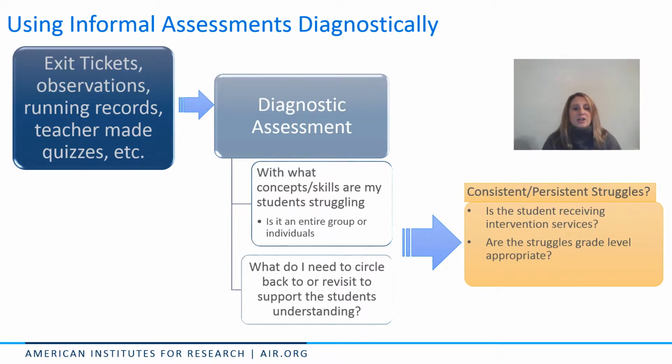This flowchart is a great example of a process to follow to diagnostically understand a student. Start with some exit tickets, observations, running records, quizzes you've made, and use them diagnostically. What concepts are the students struggling with? What skills? Is it the entire group or an individual? Do I need to circle back my teaching or revisit certain supports for specific students?